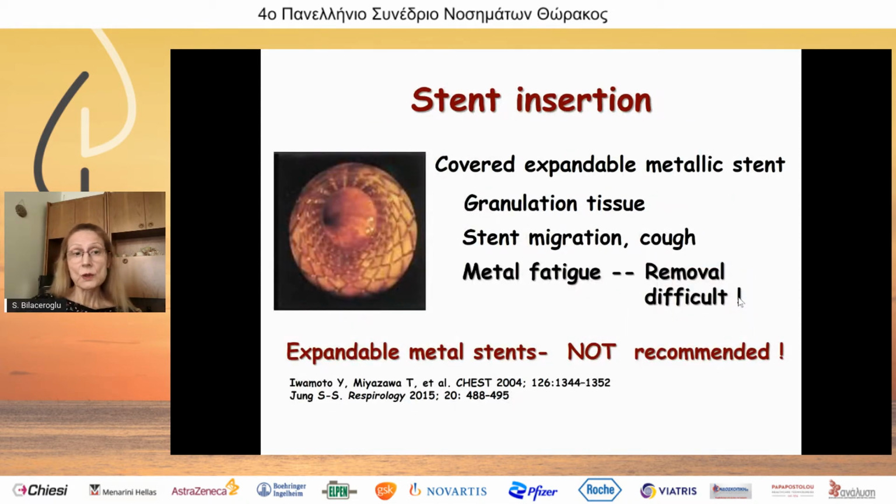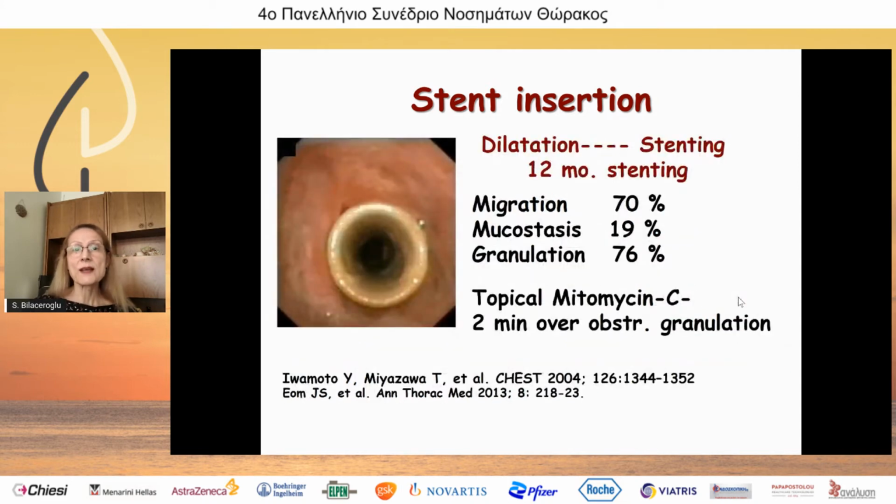Stent insertion: it's very important not to use metallic stents, expandable metallic stents. Why? Although they may be covered in time, these patients have these stents indwelling at least 1 year, 1.5 years, sometimes up to 2 years. In time, there is metal fatigue, and because of the metal fatigue, the metal parts break and go into the mucosa. The result is a disaster. Even surgery cannot solve it, and removal is difficult. So it's better and recommended to use silicone stents.